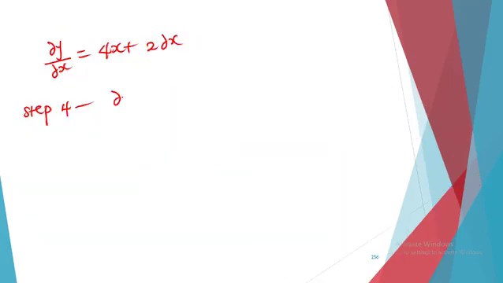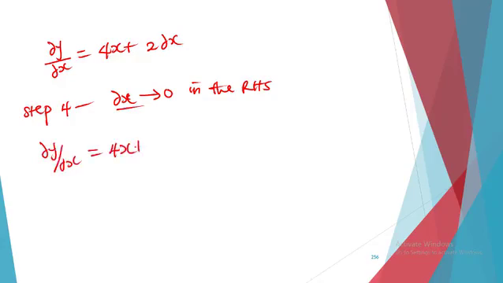Step 4, dx tends to 0 in the right hand side of the equation. So wherever we see dx, we replace it with 0. Therefore we have dy over dx to be equal to 4x plus 2 into 0. Our dy over dx is equal to 4x, and that's our answer.